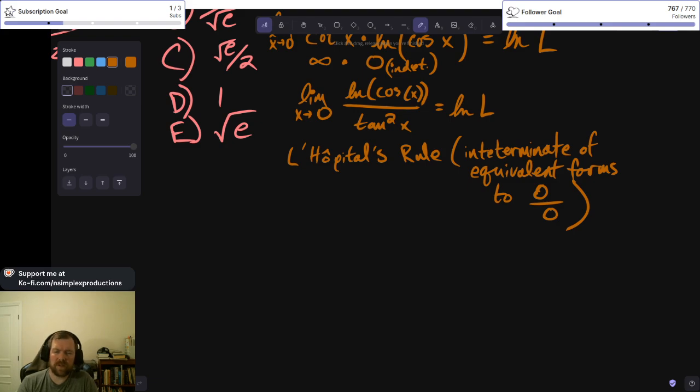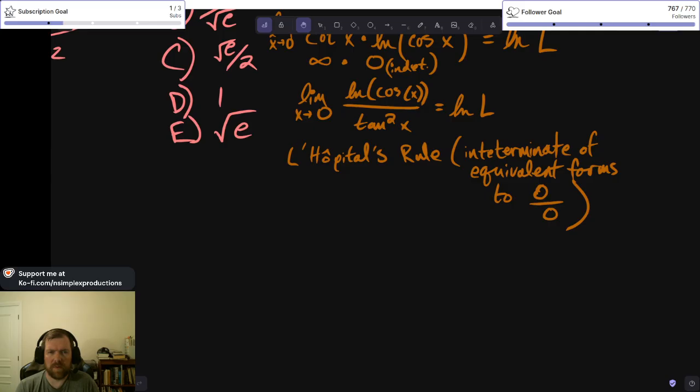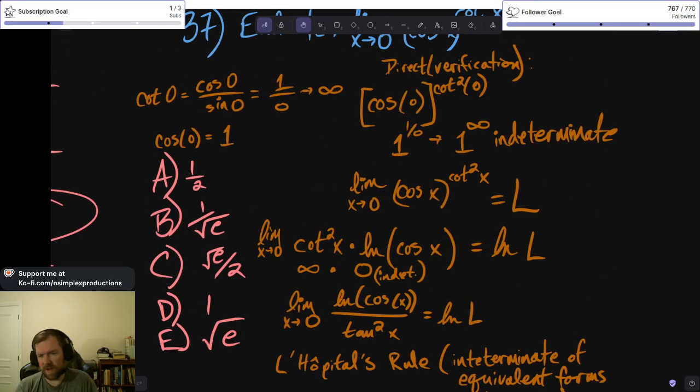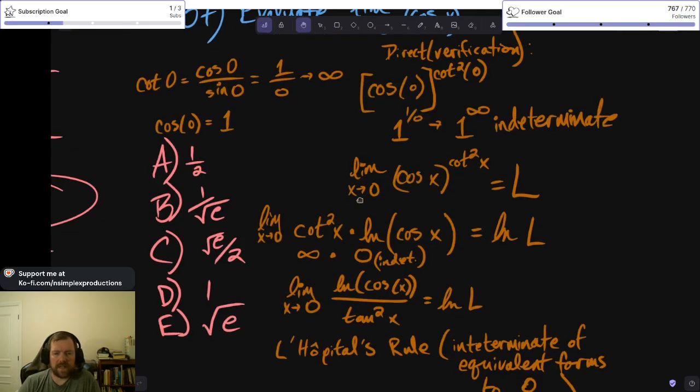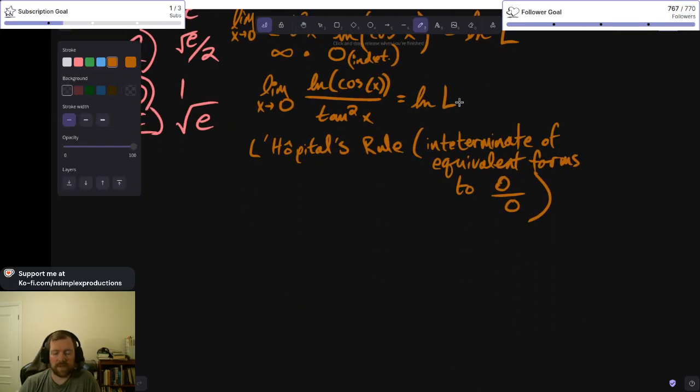So indeterminate of equivalent forms to 0 over 0. So yeah, we could actually technically do it all the way back up there with the cosine with this power. Don't know how you'd exactly go about doing it, but it's fine because we don't have a clear top and bottom. In this case, we have a clear top of the fraction, clear bottom of the fraction. So we're going to take L'Hopital's rule, which says we're allowed to take the derivative of the top and bottom separately and treat the limits as the same.